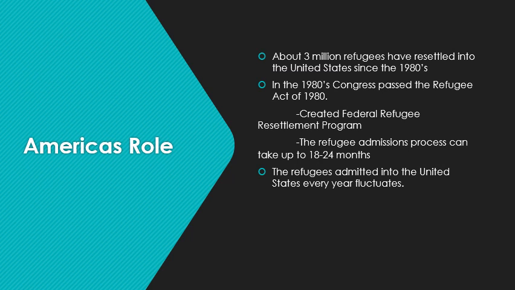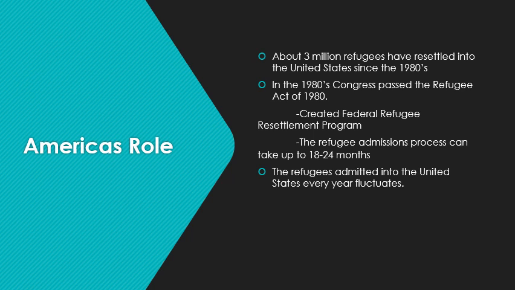Okay, here's a little bit about America's role. There have been approximately 3 million refugees that have resettled into the United States. Congress passed the Refugee Act of 1980. This created the Federal Refugee Resettlement Program, which I will talk about on a future slide. The refugee process can take up to 18 to 24 months to be completed, which means that sometimes refugees are left in their country where their lives could possibly be in danger.